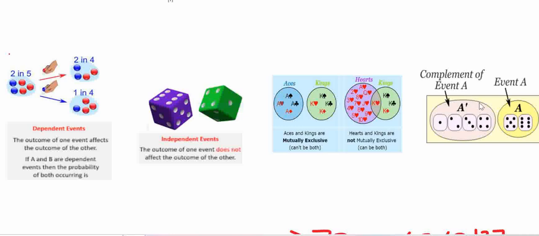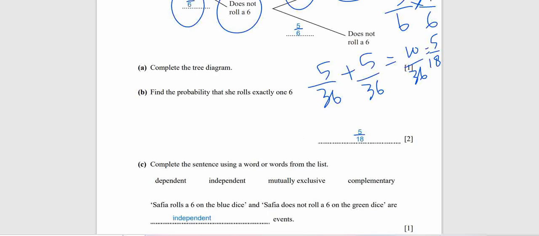Complementary is A and not A. So if A is coming out 5 or 6, now not A, the complement of A, is 1, 2, 3, 4. So complementary events are also actually mutually exclusive events. So that's how we got the answer, independent events. Let's move on to the next question.